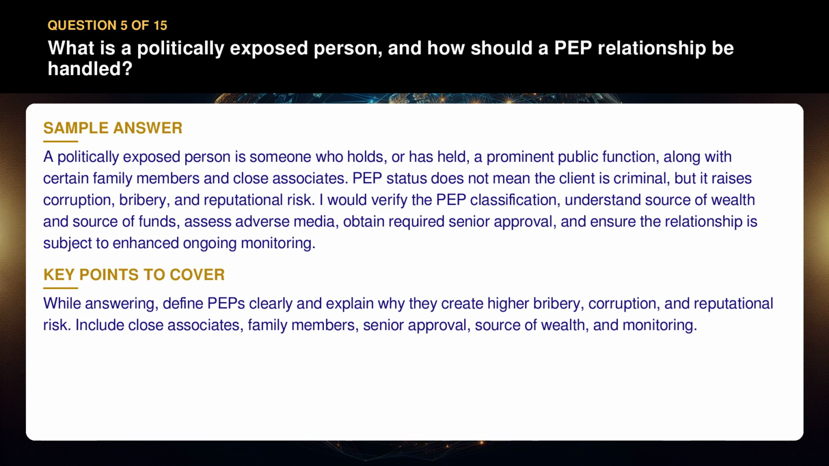While answering, define PEPs clearly and explain why they create higher bribery, corruption, and reputational risk. Include close associates, family members, senior approval, source of wealth, and monitoring.